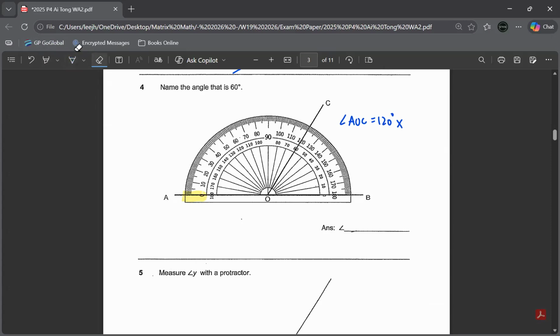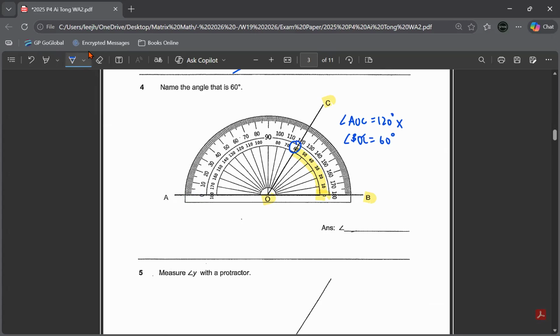So if I were to look at the other angle, which is here, BOC, here, let me highlight the letters, BOC. Do you think it is 60 degrees? You read. Look at the line here. The baseline is actually touching the zero in the inner scale. So we're going to read all the way up to here. Yes, this is 60 degrees. So that means what's your answer? Angle BOC is 60 degrees.